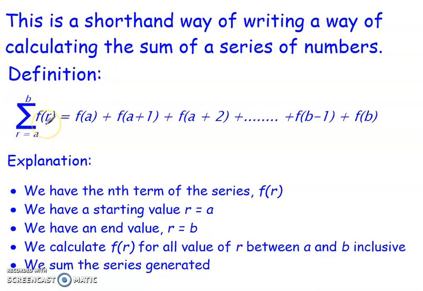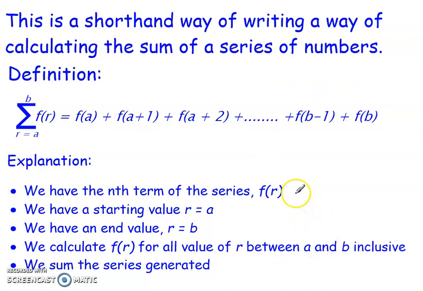So f of r would be whatever the function of r is, whatever form that function takes. And it's given by f of a, the starting value, then f of a plus 1, f of a plus 2, going up in increments of 1 from our values of r until we reach our upper limit here. Basically it's the sum of the function in whatever format the function is, covering all the values from a to b, including the a and the b. We start at the a, we finish at the b. And that's what I've explained right here.